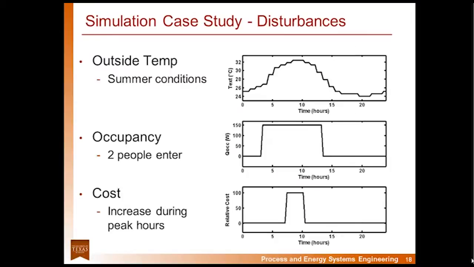These are the disturbance profiles for the simulation. I want to point out that hour 0 here corresponds to 5 a.m. So the temperature increases during the day and peaks around 2 in the afternoon and then decreases at night. And there's also 2 people entering the building, or entering the zone, during normal working hours. And there's also a large increase in cost during the period of peak energy demand. And this is very realistic for summer in Austin, because the market price of electricity can be up to 40 times higher during this peak time compared to the price in the morning or overnight.